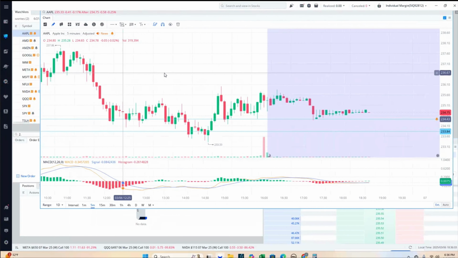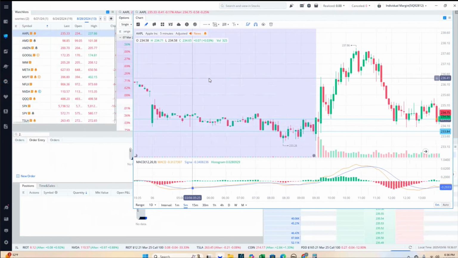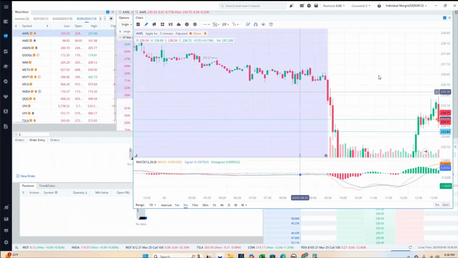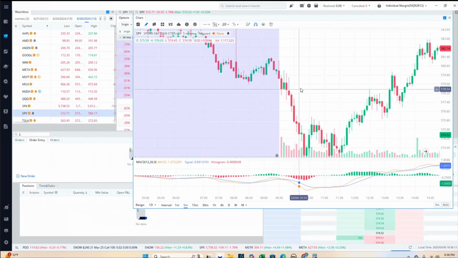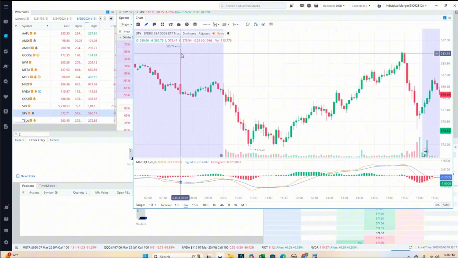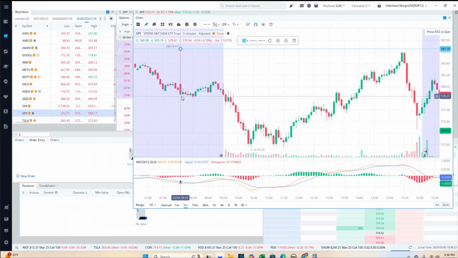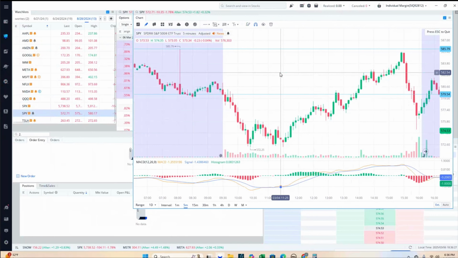So on Webull, I don't know if we printed any good ones. Here, let's go to SPY. We'll go to yesterday. On Webull, it's the 8:05 candle. Just FYI, it's the 8:05 candle on Webull. So you mark your highs and lows.